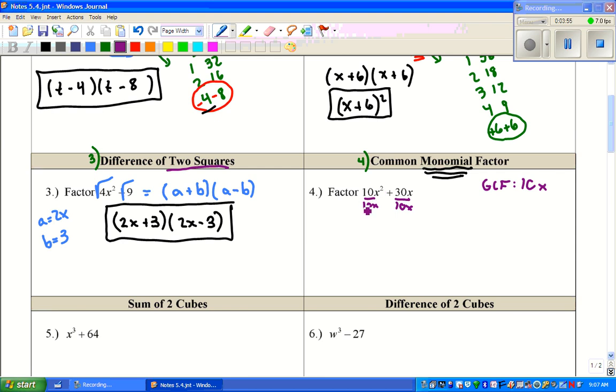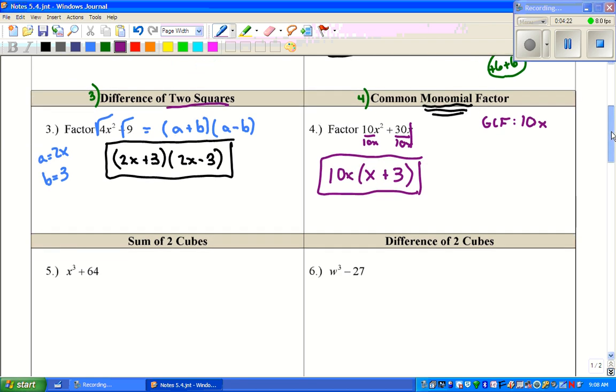And when I do that, right here, I'm left with x. And when I cancel all my x's here, 30 divided by 10 is going to give me a positive 3, okay? Now, my greatest common factor, we take that, and we have to put it out front here. It doesn't just magically disappear. We factored it out. This right here, guys, would be factoring when you have a common monomial factor.